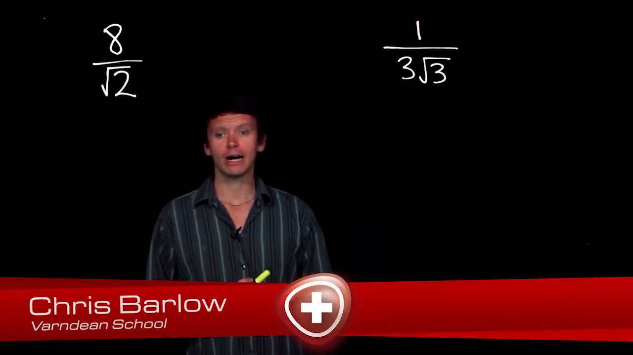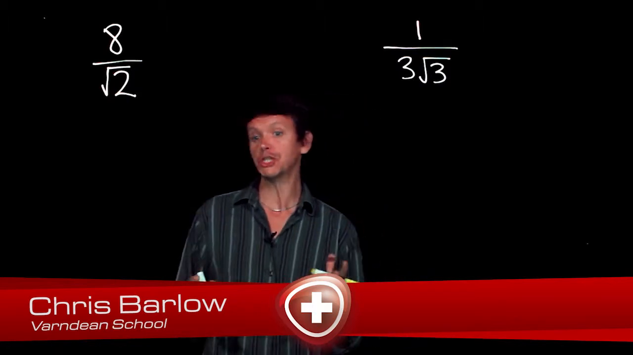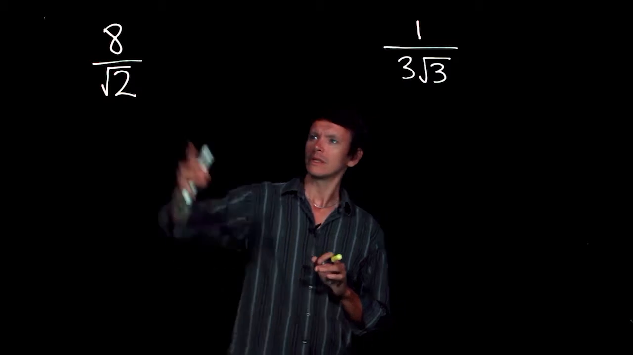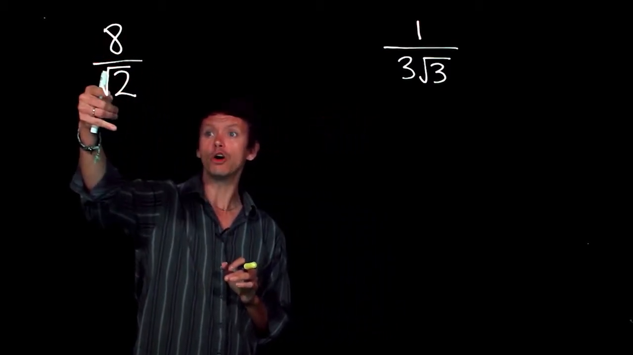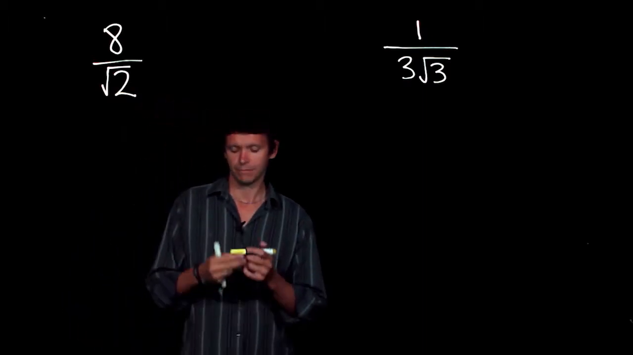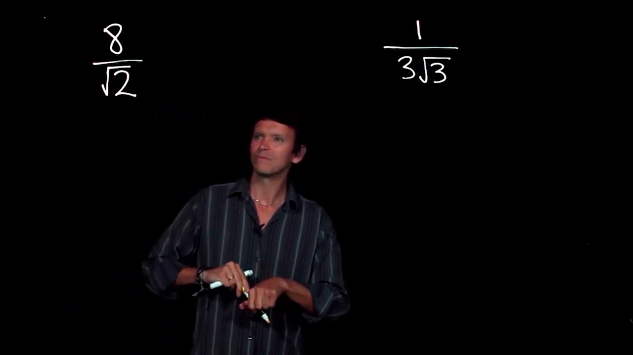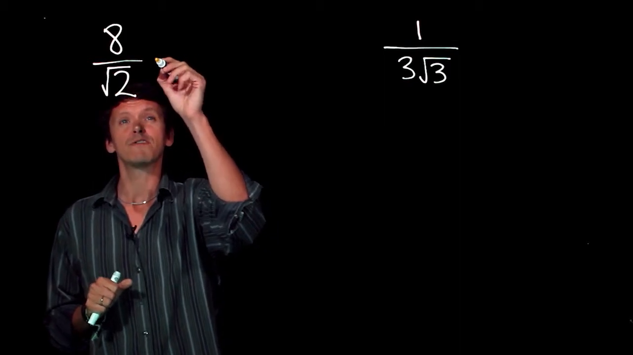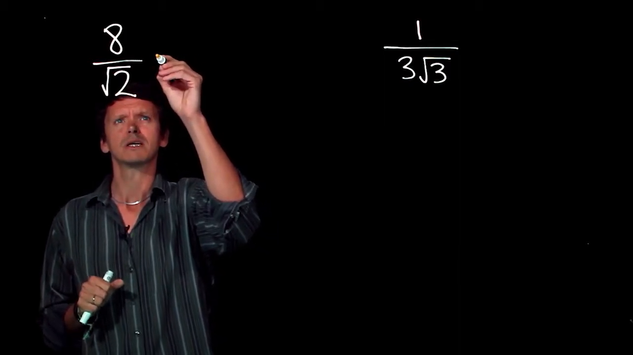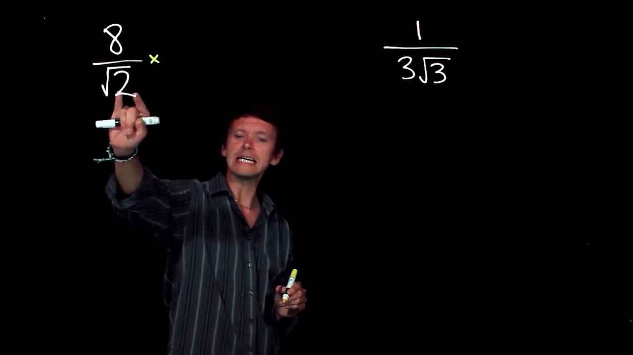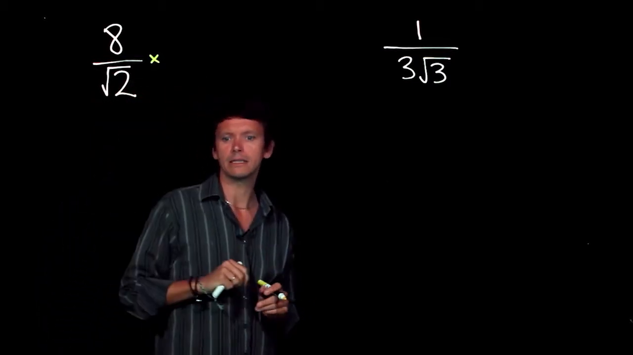Okay, we're going to have a look here at how we handle simple division with surds. I've got here a fraction, 8 over the square root of 2, 8 over root 2. To simplify this fraction, what I'm going to do is try and get rid of the irrational number down here in the denominator.